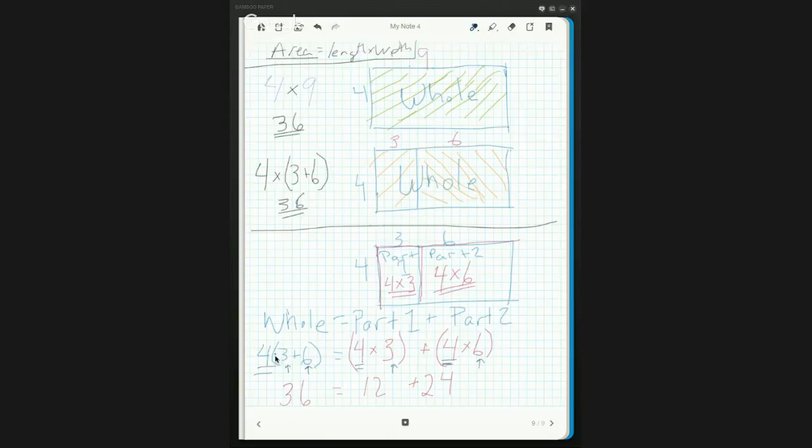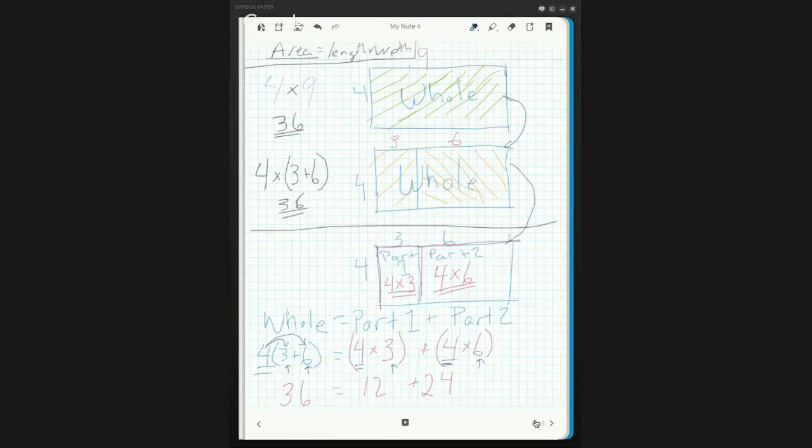So you have this interesting pattern. I like to look at it like we end up with a 4 times a 3 plus a 4 times a 6. And that is your law of distribution: some number times 2 other numbers added is equal to that first number times the first number plus the first number times the second number. And we've just proved it by looking at these 3 ways of looking at the same rectangle.